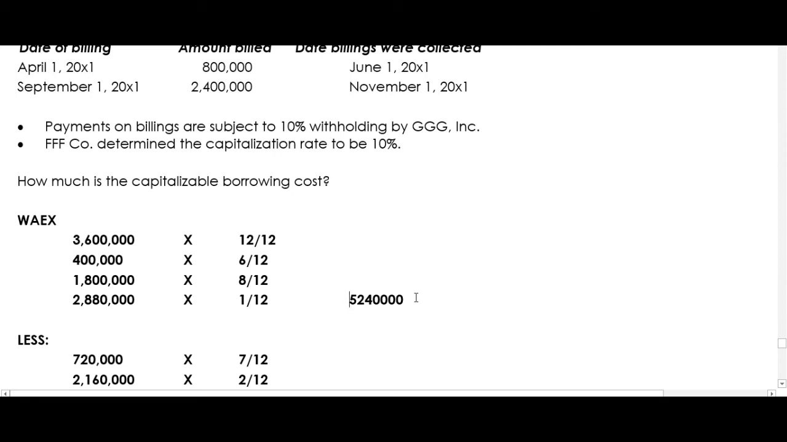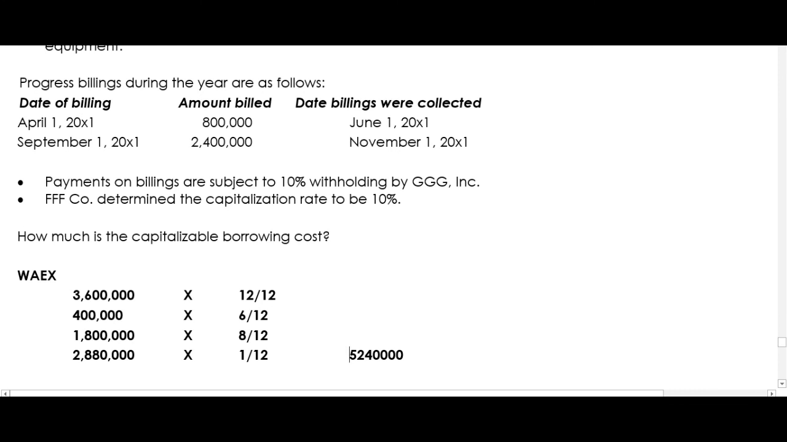Pero, di ba? Ulitin natin, meron kasi tayong progress billings. Okay? So kung may progress billings ka, meron kang portion na na-incur na hindi naman talaga galing sa sarili mong gastos. Kasi nanggaling yan sa bayad nung customer mo. So hindi mo yan talaga expenditure. So kailangan natin siyang i-weigh also.